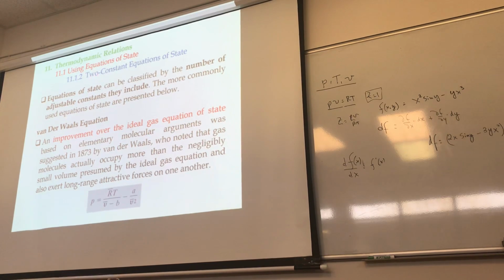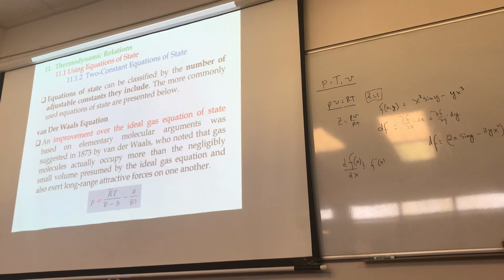We go on and say, okay, let's look at the two equations of state. In other words, we still need to figure out what is the relationship between pressure, volume, and temperature, but something that involves two constants instead of just one. Now, two equations came up. The first one is an improvement over the ideal gas equation, which is PV is equal to RT.